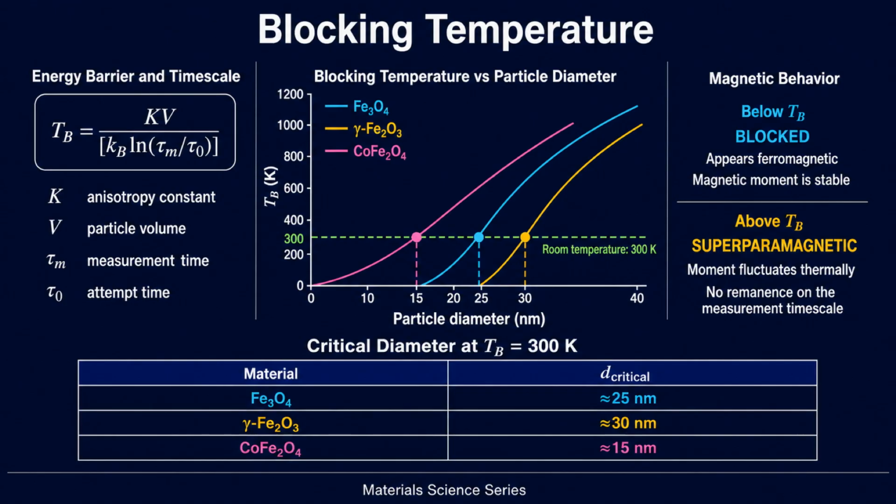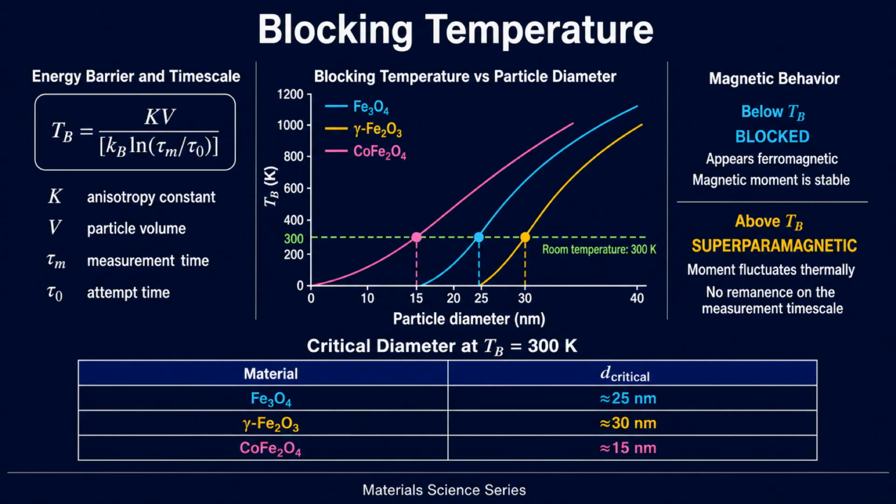Here, K is the magnetic anisotropy constant, a material property. V is the particle volume, which depends on diameter cubed. Tau_m is the measurement time, typically 100 seconds for DC magnetization. Tau_0 is the attempt time for magnetization reversal, about 10 to the minus 9 seconds.